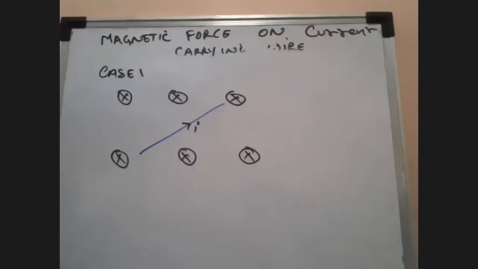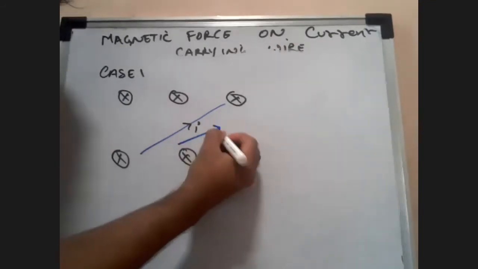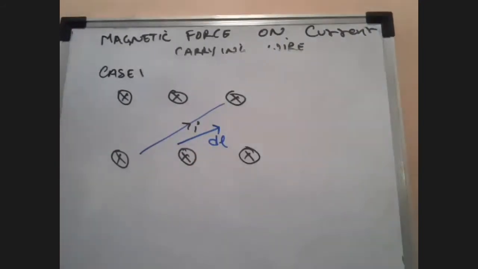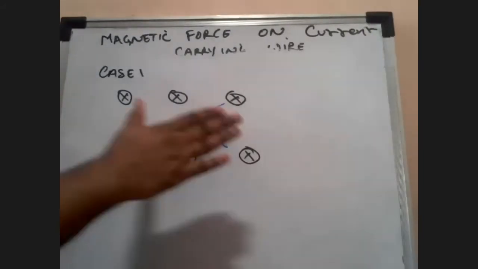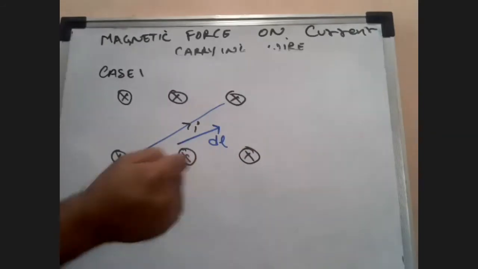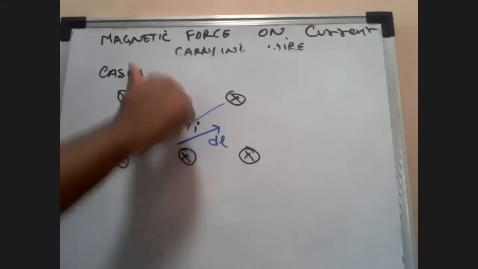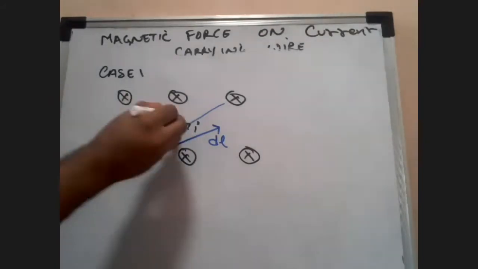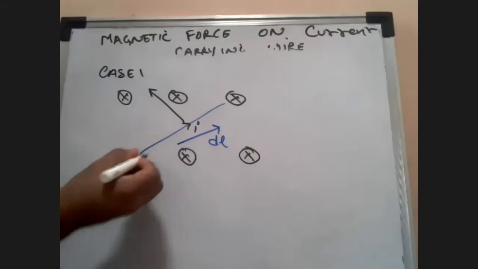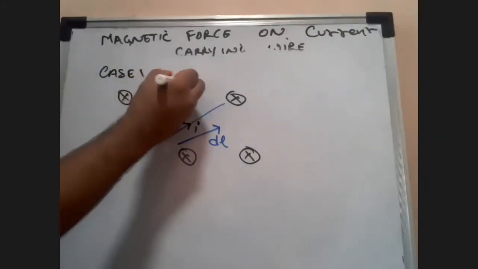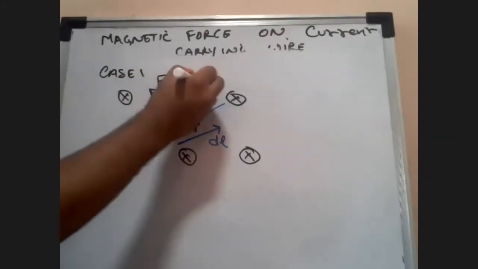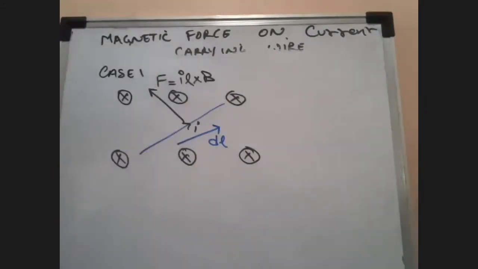Second thing, I have to set the direction of the length vector. This is my length vector dl. Then I have to use my right hand rule. Apply dl cross B. B is inside the plane, dl is like this. Apply the right hand thumb rule, and you will get the force somewhat like this. So what is the magnitude of this force, students? F is equal to I L cross B. So my first case is when theta equals pi by 2.